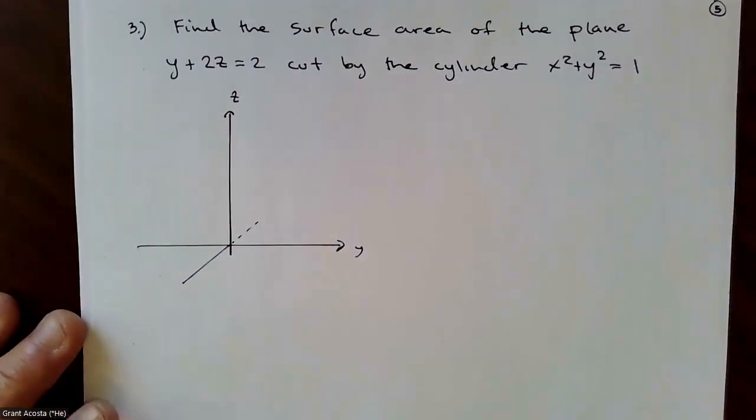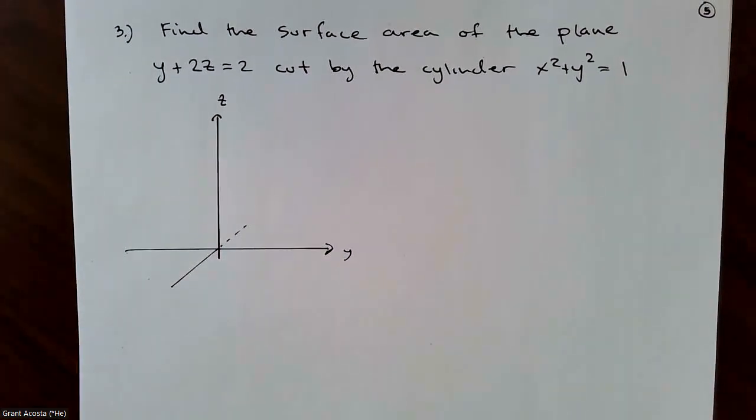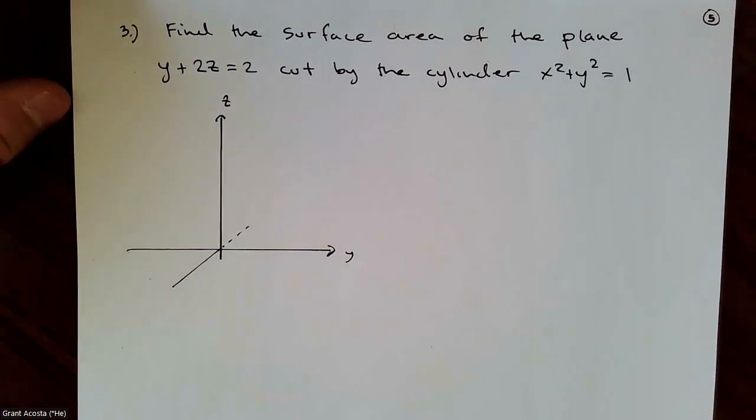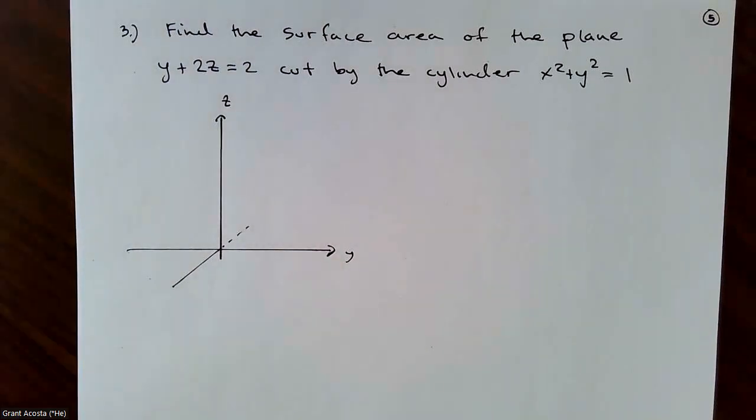And let's do another one. Got two more for you here. Trying to give a different variety. So here we're going to find the surface area of the plane cut by the cylinder x squared plus y squared equals 1.